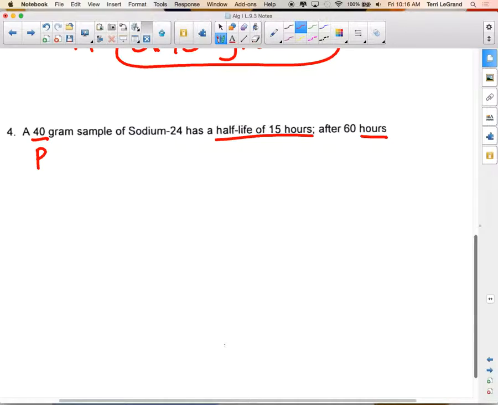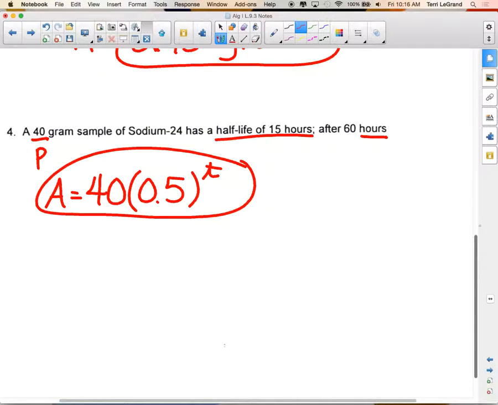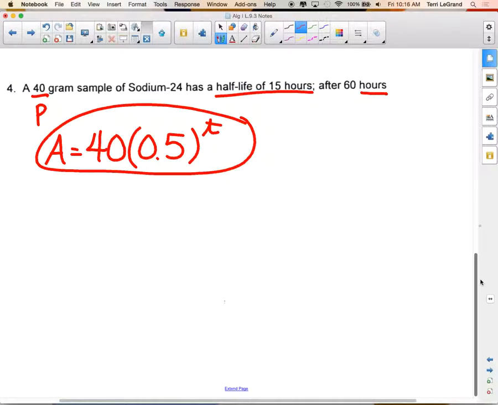Okay, so what's the 40? P. Okay, let's write our model right away. A equals 40 times 0.5 raised to the t power. We don't have to think very hard for that one. So when you have a 40-gram sample of this sodium 24, you can figure out how much of it will be left given a time frame and knowing that the half-life is 15 hours. So what are we going to have to do? Divide 60 by 15, and how many half-lives did it go through? 4. Okay, now we'll use our model with a 4.